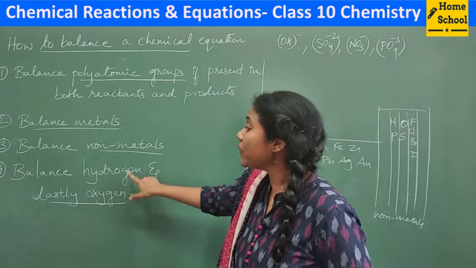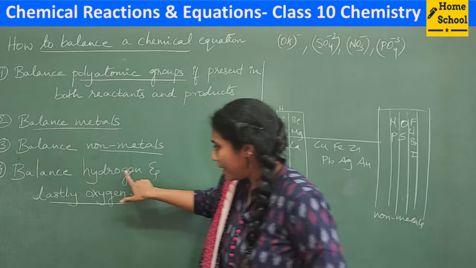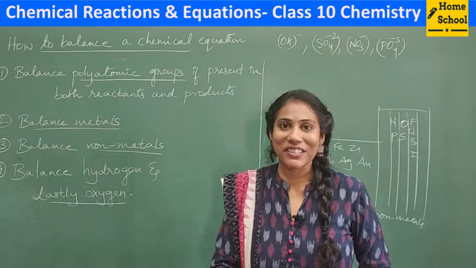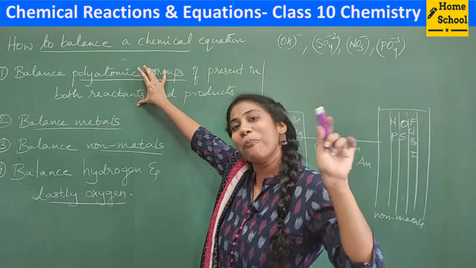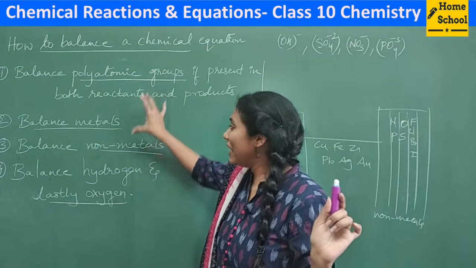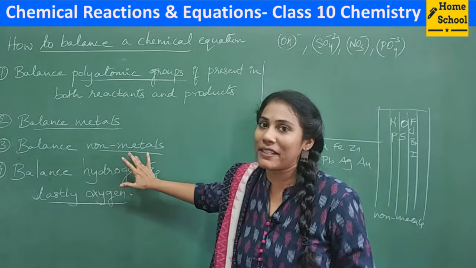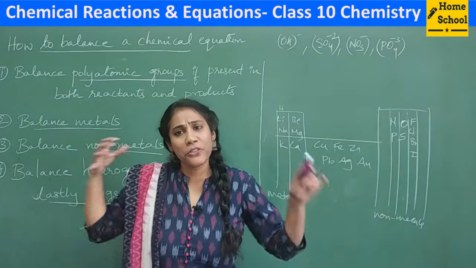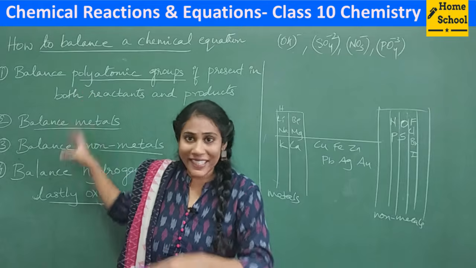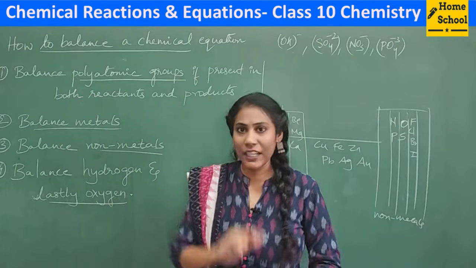Again, among hydrogen and oxygen, balance hydrogen first and later oxygen. Okay, first finish off balancing the polyatomic groups. Later go for metals and non-metals. If you can't identify whether it is a metal or non-metal, no problem. Just balance the elements other than hydrogen and oxygen.